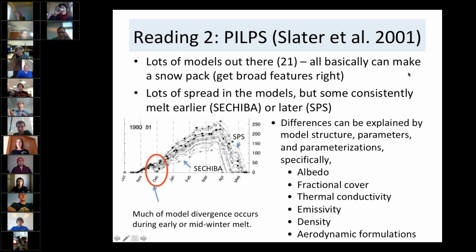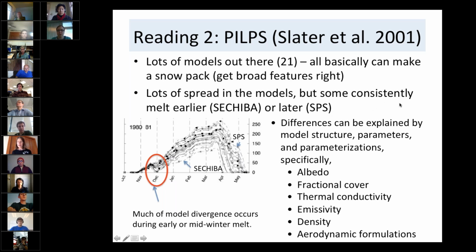So the idea, what you're looking at in this paper, is that there were a whole lot of models out there at the time. 21 all participated in the study, and all basically could make a snowpack. So you see here's a picture of 21 models. They all, you know, snow starts coming in November, disappears sometime in the spring. So they all could make snow, which is good. There's lots of spread in the models. Some of them consistently melted earlier, like the Shiba model. Some of them consistently melted later, like the SPS model. There was a fair bit of divergence during early or midwinter onset of melt.